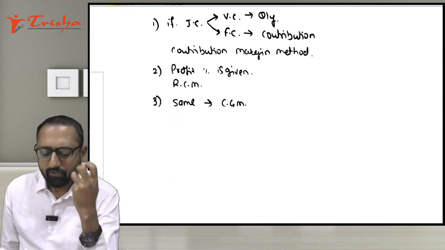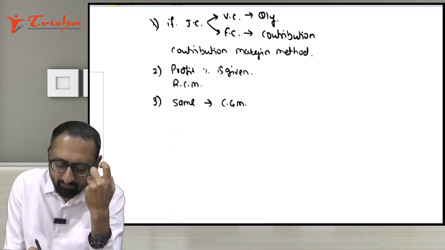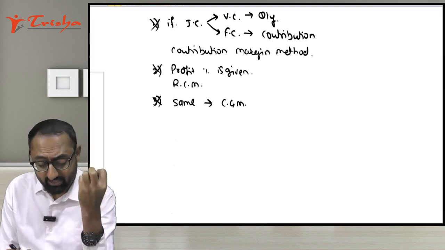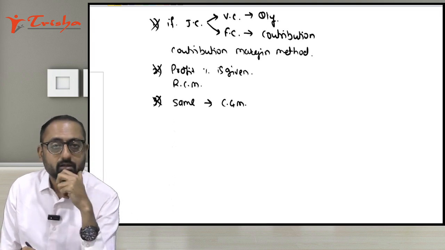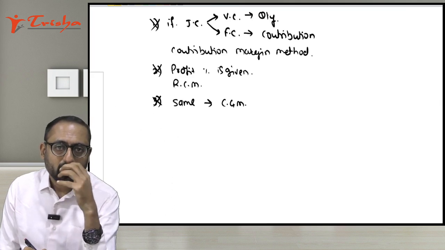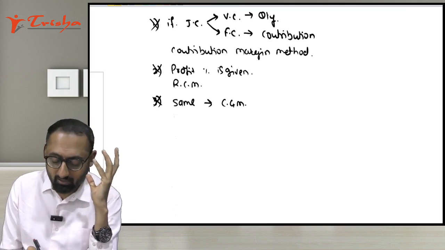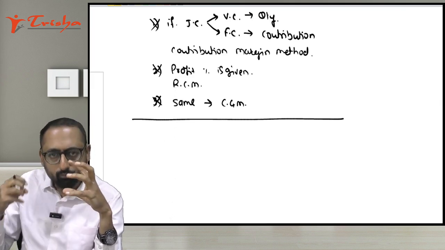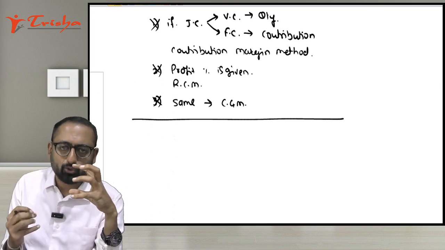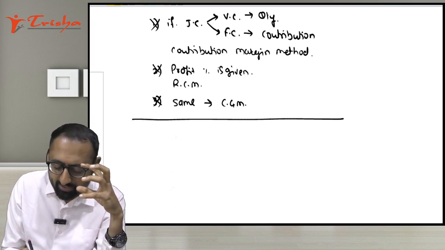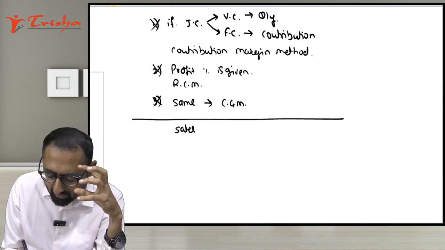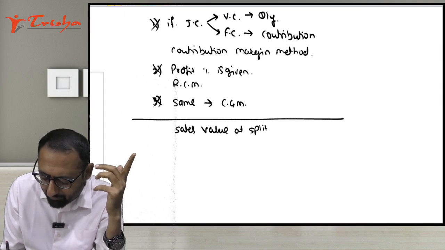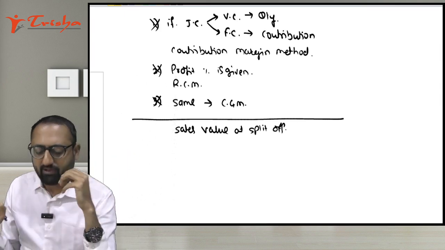Now next, if variable cost and fixed cost are not given separately, if profit percentage is not given, and same profit percentage is also not given, then which method is to be followed? Then, boys and girls, in the rest of the examples, most of the time our institute follows the sales value at split off method. Sales value at split off method.